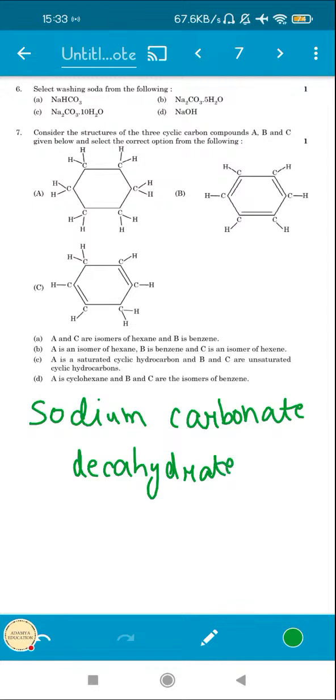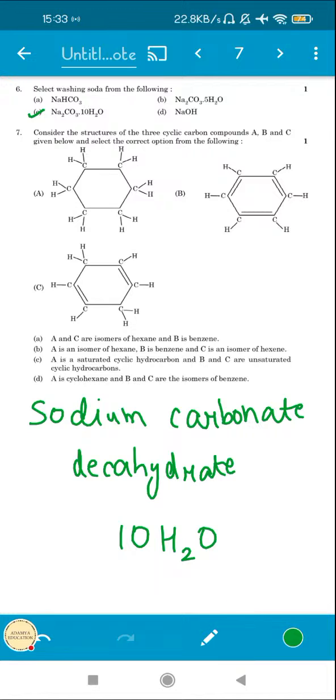So what does decahydrate mean? It will have 10 water of crystallization molecules. Okay, so let's see. Option number C is the correct answer: Na2CO3, sodium carbonate, along with 10 molecules of water of crystallization. So decahydrate, option number C. Now question number 7. A very interesting one.